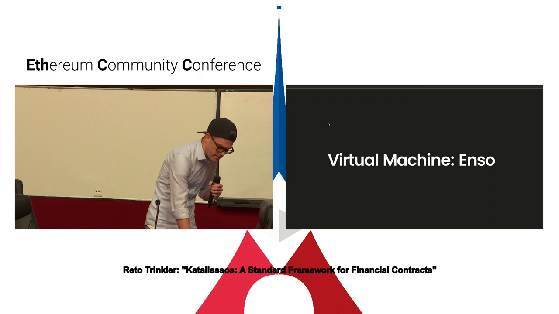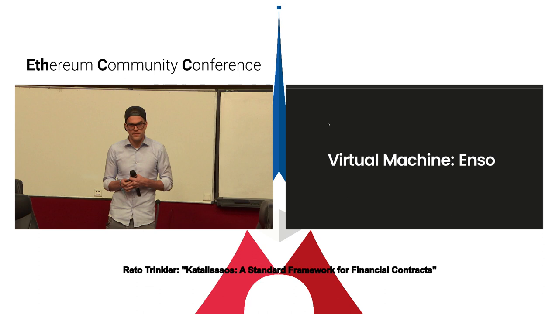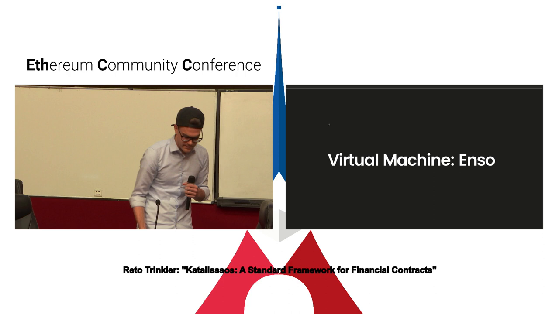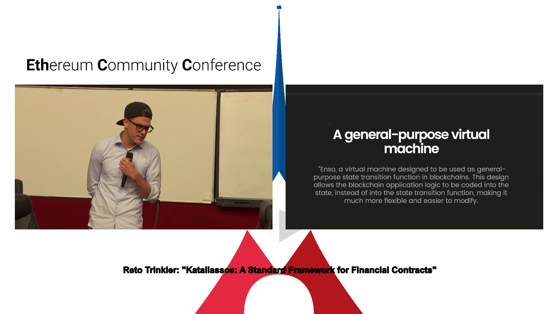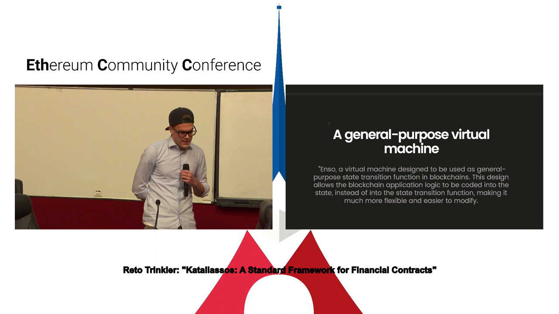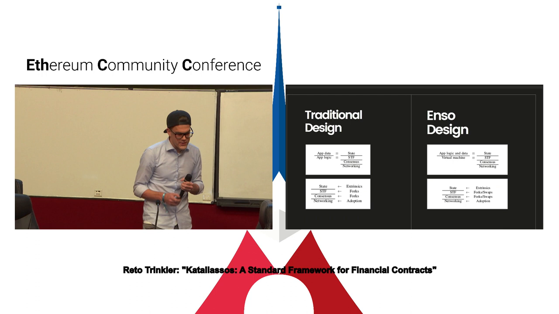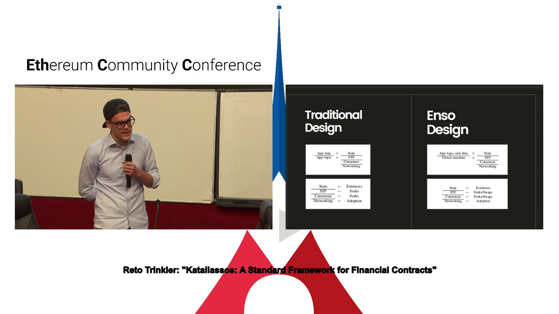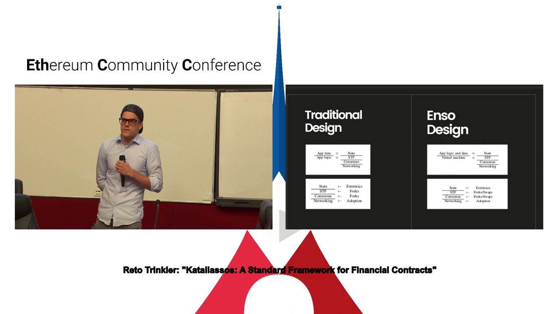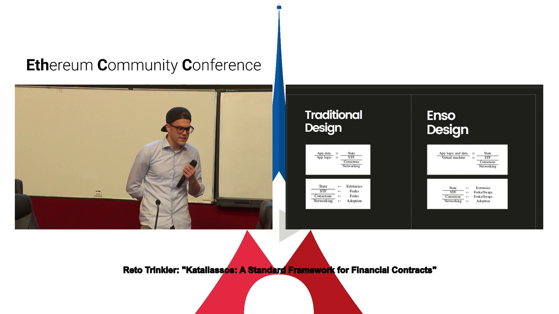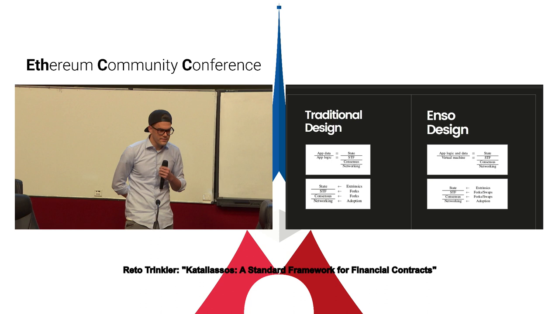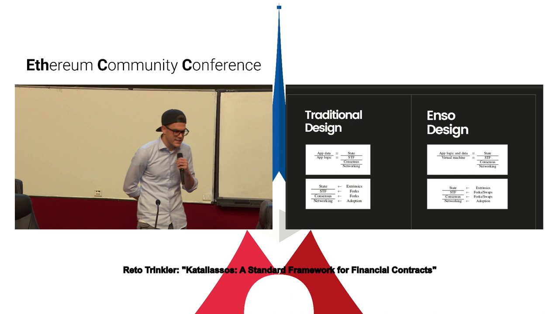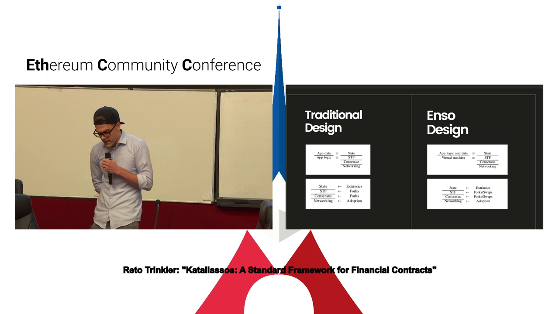Then the second novel concept, I guess, is the virtual machine, which is called Enzo. The paper has also been published. Enzo is supposed to be a general purpose virtual machine. Essentially, the idea of Enzo is to pack the app logic into the state rather than into the state transition function. Bitcoin is an almost trivial example where the app logic is in the state transition function rather than in the state. So the idea is that the entire app logic is in the state. If you have a general purpose VM, then you can update and modify the state much more simply.